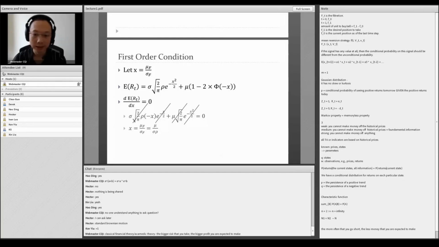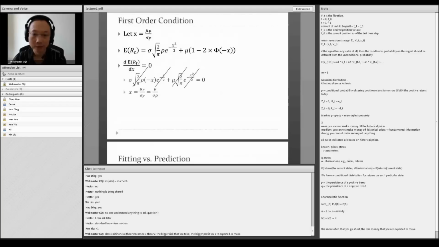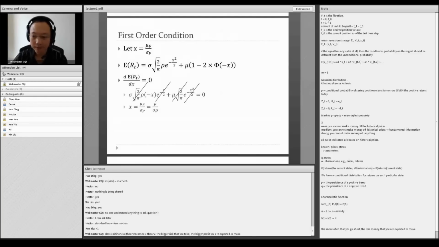So among all the indicators, you want to choose the indicator that satisfies this condition, because this condition means that your technical indicator has the maximized returns. Again, this is the mu of the asset that you want to trade. This is the variance of the asset that you want to trade. This is the rho between the indicator and the market.